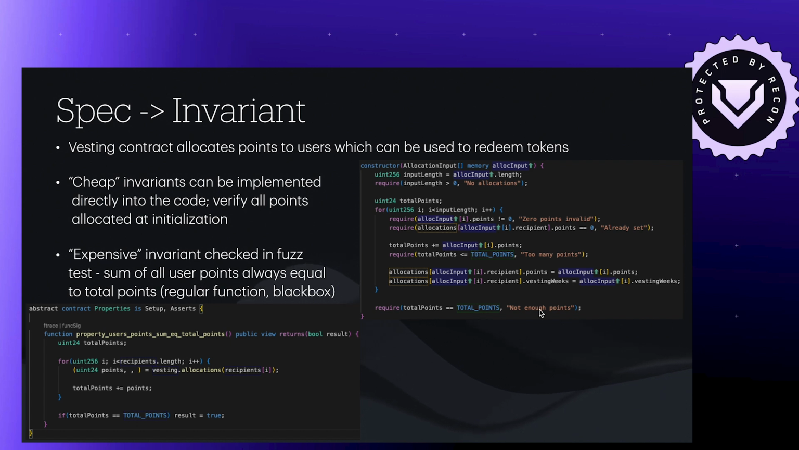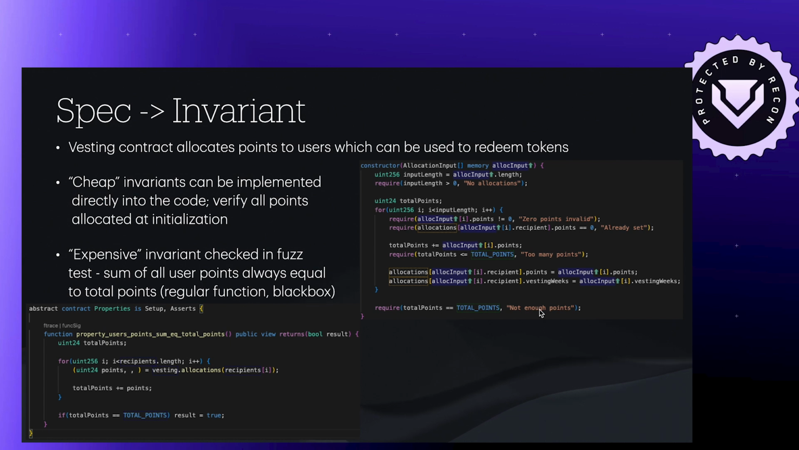What do you need to do? Just define a simple invariant. It's really simple. Look at this invariant, it's so simple. All we're saying is that the total points that each user has, when we sum them up, should equal the total points in the system. That is so simple.